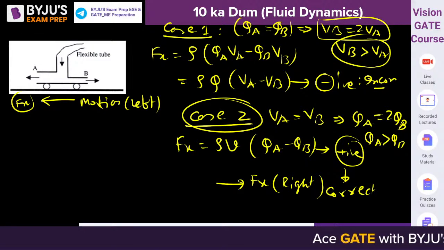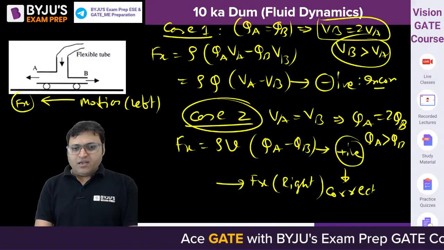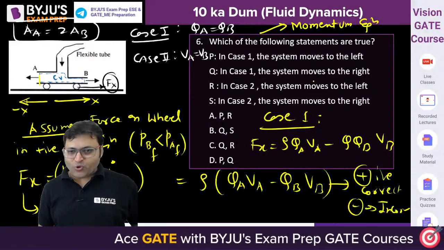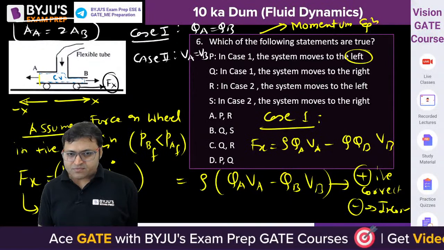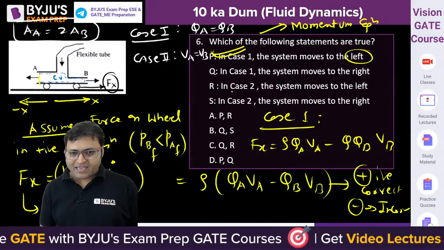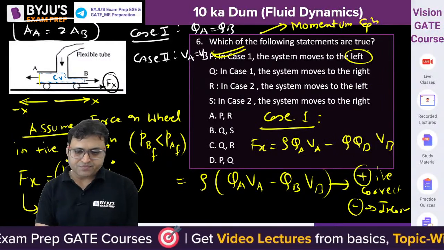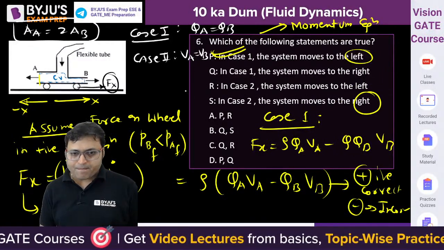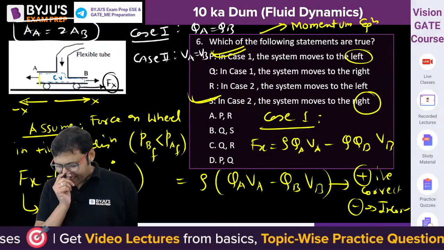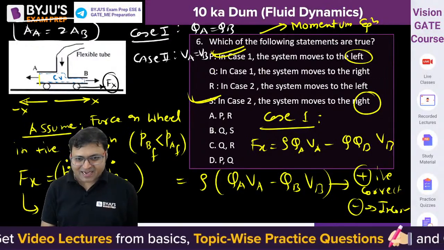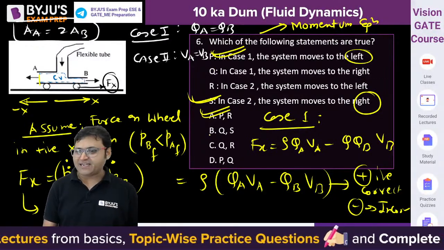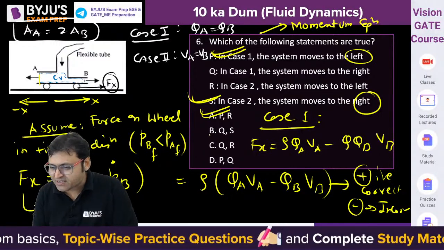Do you guys understand it or not? In the first case, it will move towards left, P, and in case 2, it will be moving towards right, S. P and S are correct. Option A is the right answer. I hope you understood this.